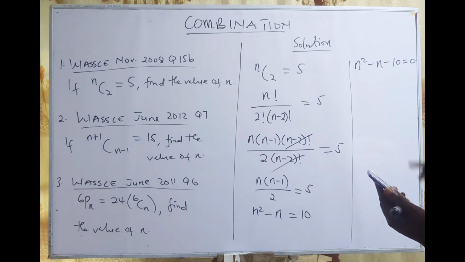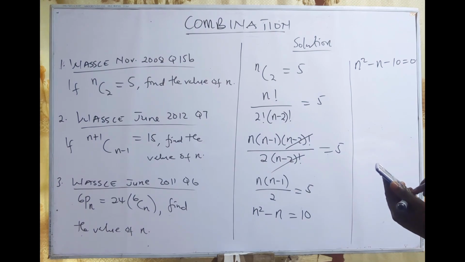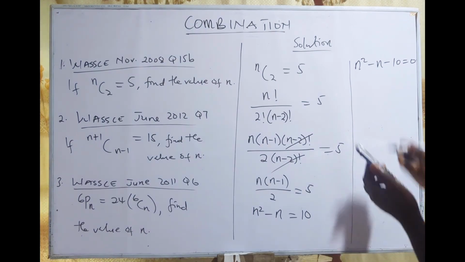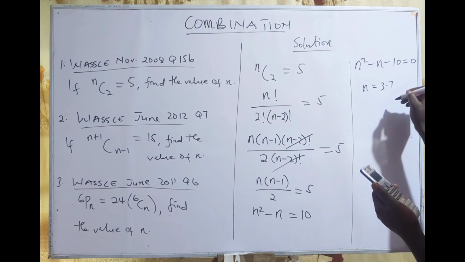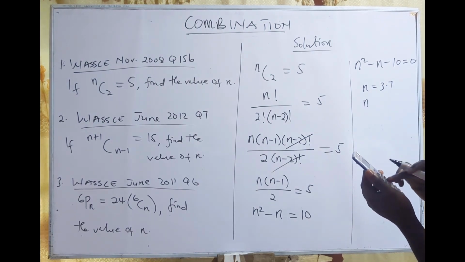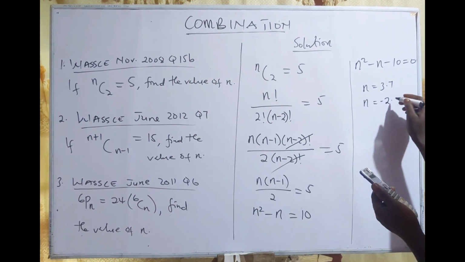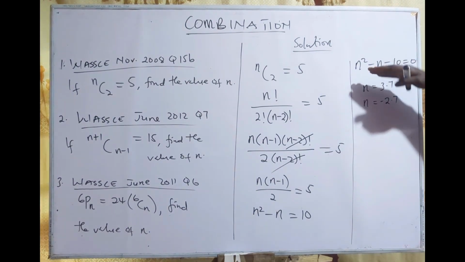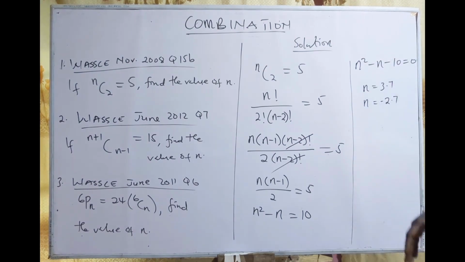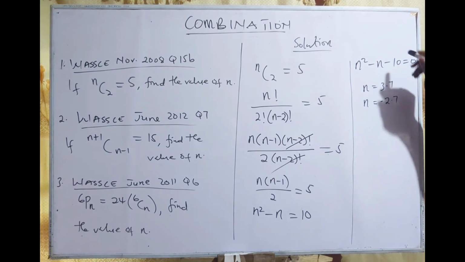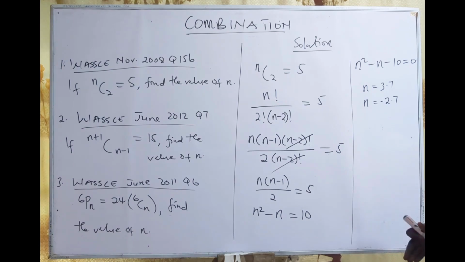So the coefficient of n squared is 1, minus 1, and then minus 10. So my n values, they are giving me what? n as 3.7 and another n value is giving me minus 2.7. Looking at the answers you have got here, you cannot use the normal factorization method. So you make sure that you use the formula or the completing of the square, and then you work it out. This has been taught in the channel.